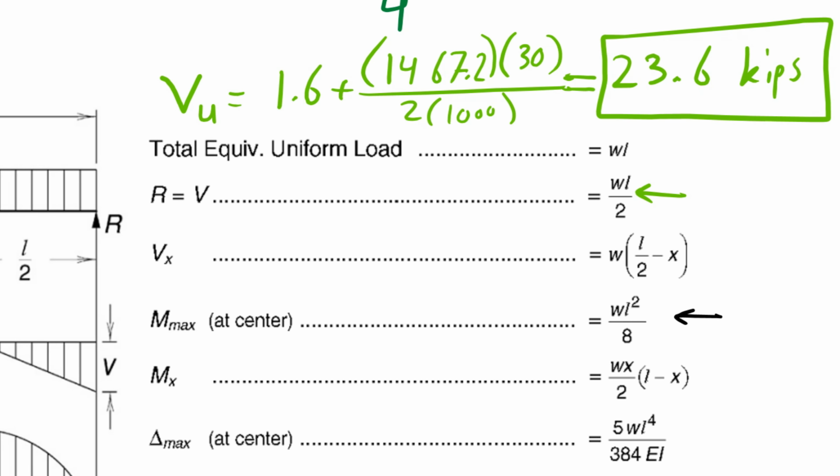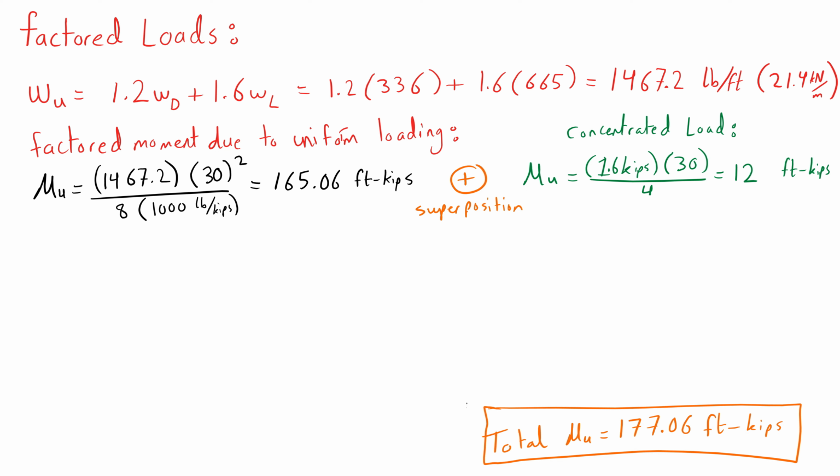The uniform load tables are also used to calculate the maximum shear forces in the beam, but we know from the previous illustration that the maximum shear due to a single concentrated load is the value of the load itself when positioned close to either of the supports. And thus, a total bending moment of 177 foot-kips and a maximum shear of 23.6 kips is obtained.